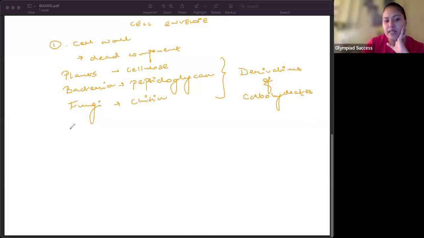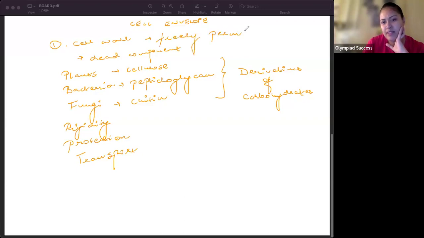So it's a dead component mainly for providing rigidity, protection, and transport. The cell wall is a freely permeable membrane. That means it allows all substances to pass through it. Since it's a dead component, it doesn't really stop anything from going inside the cell or coming out of the cell. That's the job of the cell membrane, right?